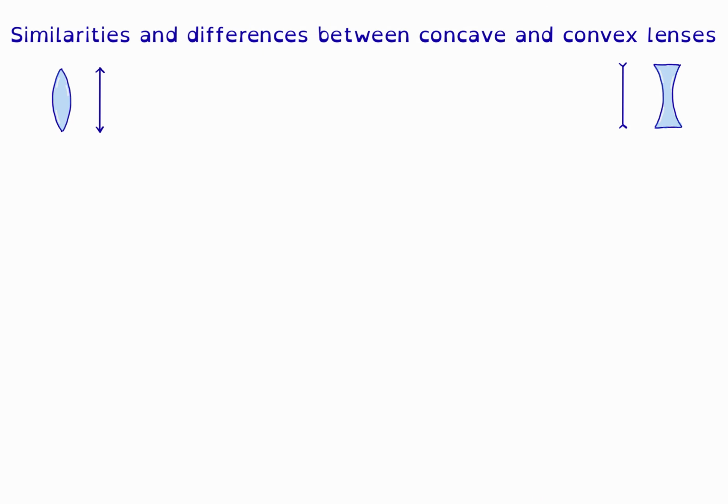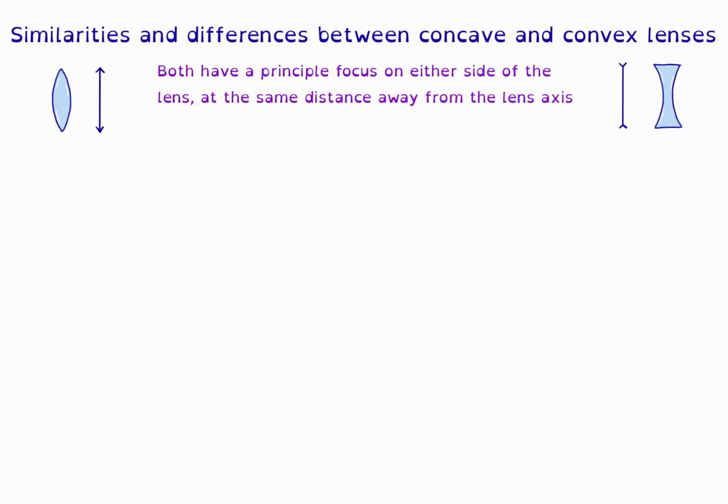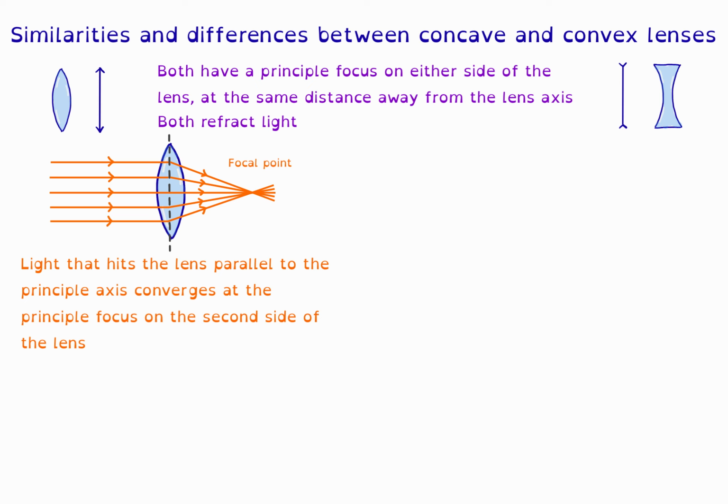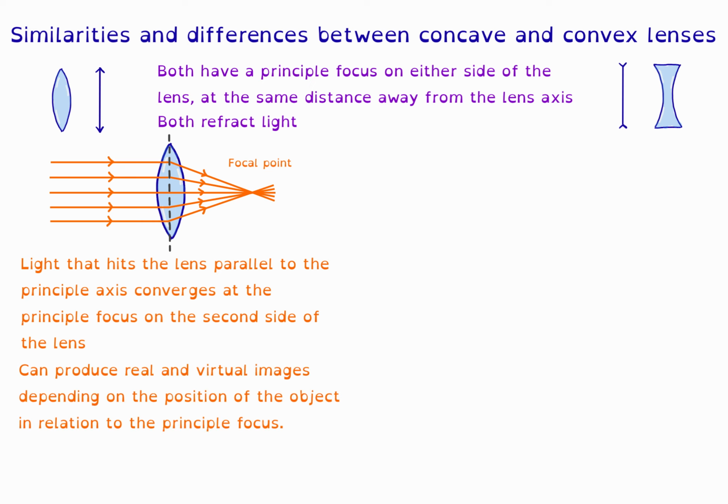It may be necessary to compare concave and convex lenses. Their similarities are they both have a principal focus on either side of the lens at the same distance away from the lens axis. They also both refract light. In a convex lens, light that hits the lens parallel to the principal axis converges at the principal focus on the second side of the lens. It can produce real and virtual images depending on the position of the object in relation to the principal focus.